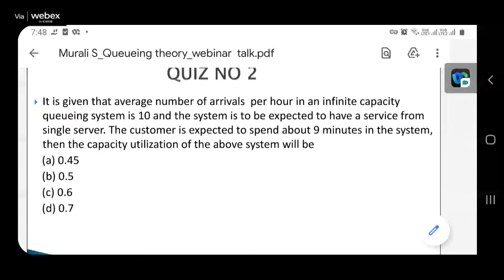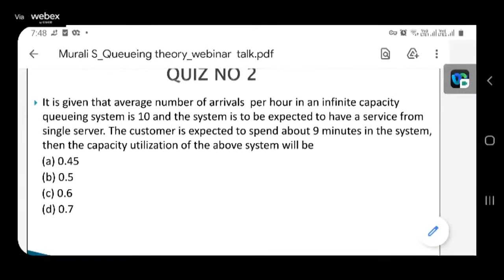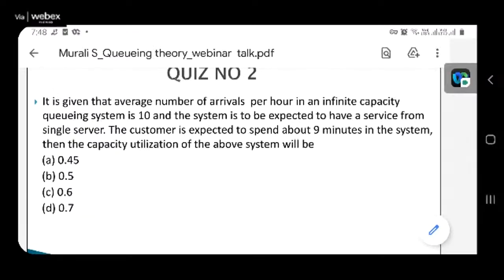Now, is it M/M/1 or M/M/S? That is what you need to find. Listen to the next line: the system is expected to have service from a single server. Very simple. From the first 2.5 lines, you were able to know that it is the M/M/1 model. With the M/M/1 model, if you go through yesterday's 37-page PDF, you'll get the answer to this question.